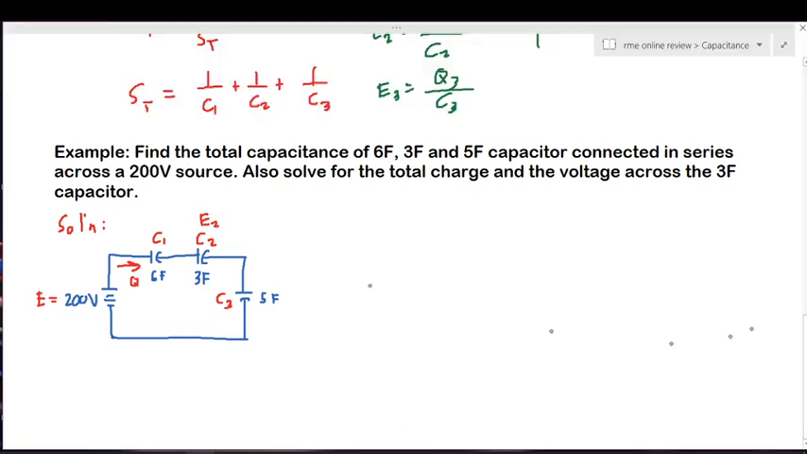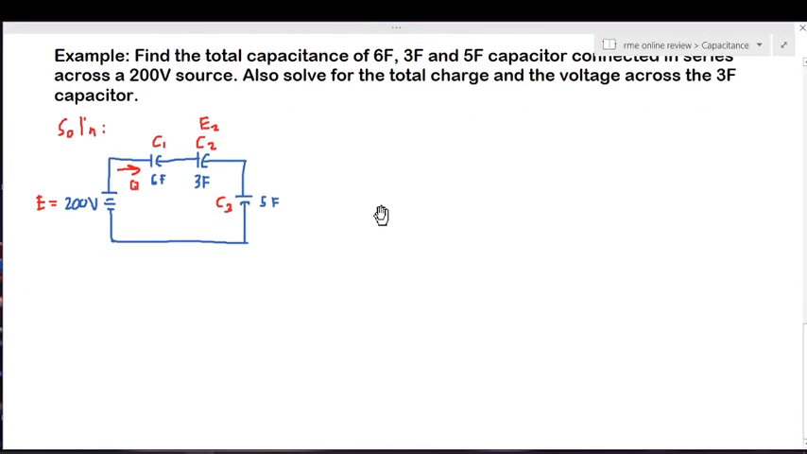First we will solve for the total capacitance. The total capacitance is equal to the reciprocal of the total elastance, in which the total elastance is the sum of the reciprocal of the capacitance of each capacitor. So you have 1 over C1 plus 1 over C2 plus 1 over C3. Let's substitute the givens. We have 1 over 6 plus 1 over 3 plus 1 over 5.